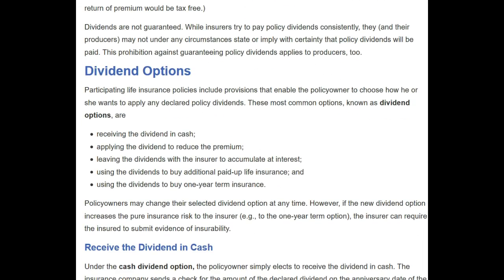The first option is cash, by which the dividend is paid to the policy owner. The second is premium reduction, wherein the policy owner has the insurer keep the dividend and apply it toward a future premium payment. Third is the accumulate at interest option, wherein the dividend is held with the insurer to accrue interest. Fourth is paid-up additions, in which the dividend is used to buy additional amounts of paid-up insurance. Lastly is the 1-year term option, in which the dividend is used to buy 1-year term coverage with a face amount that can be purchased with the dividend.